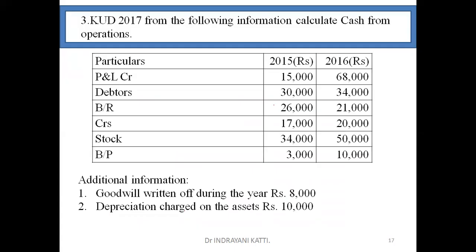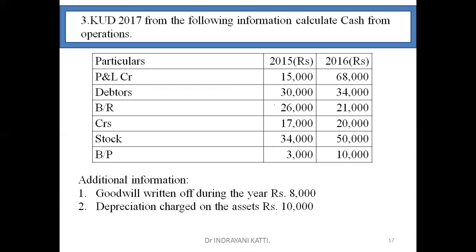So next one, let me go to the next question paper, Karnataka University 2017. It was asked for 5 marks again. From the following information, calculate cash from operations. See, it is a little bit different. The goodwill and the depreciation are given in the additional information. The others are all given in the table. 2015, 2016, 2 years data is given. P&L account credit balance, first year 15,000, next year 68,000.